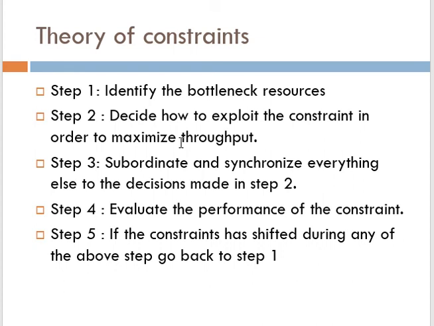So in the second step, they will decide the different alternatives which can exploit the constraint, and they will start implementing in step 3, where they synchronize everything and work on it. Then in step 4, they will evaluate the performance of the constraint. Is the constraint being exploited totally, or is the work still going on? Then step 5, checking whether the constraint has shifted.